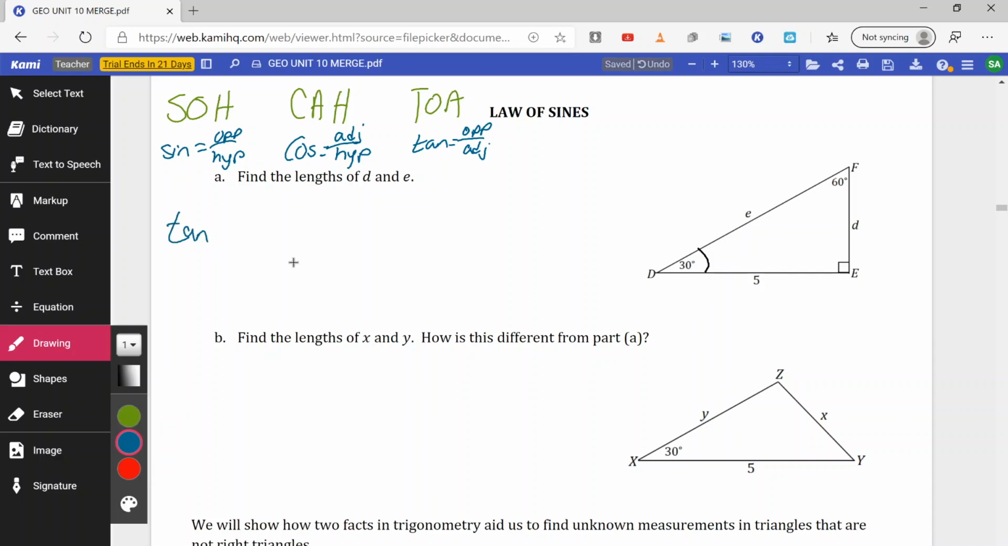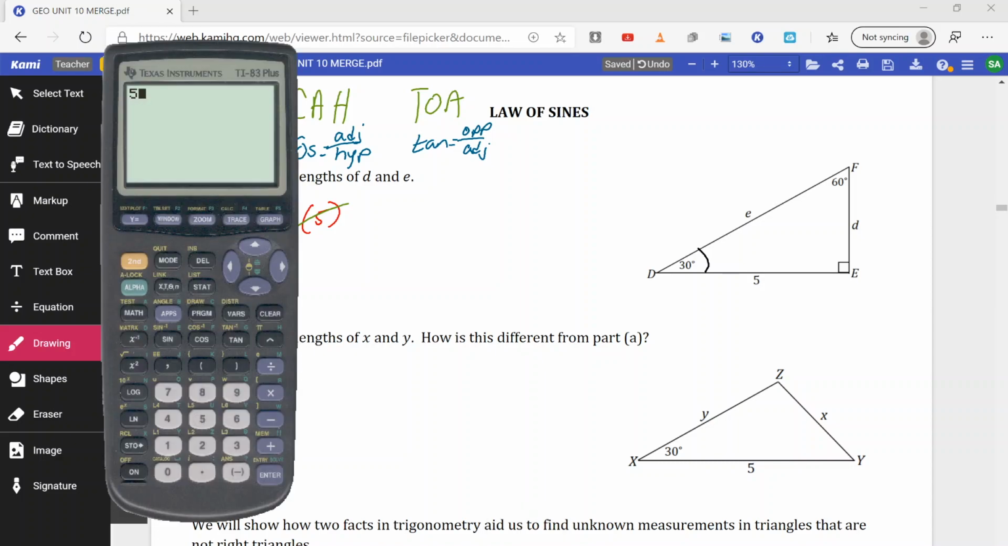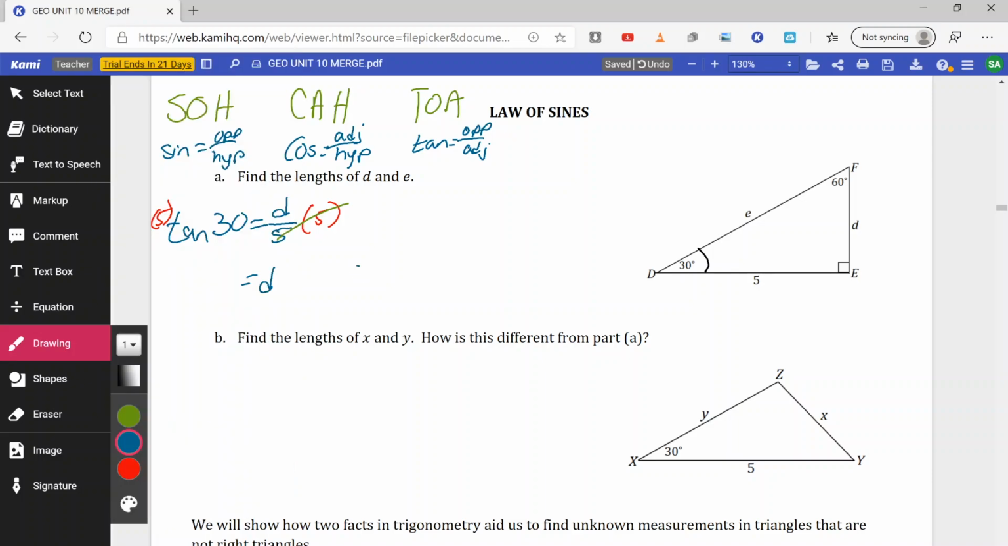Tangent of our angle, which happens to be 30, is equal to our opposite side, D, over 5. So we're going to multiply both sides by 5. This will cancel out the 5s on the side with the fraction. So we're left with D equals 5 times the tangent of 30, and we get 2.88675, etc. I'll round to be nice here, to 2.9. So 2.9 for side D.